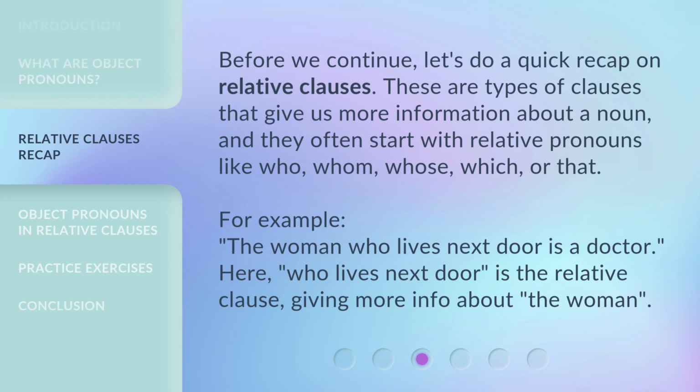Before we continue, let's do a quick recap on relative clauses. These are types of clauses that give us more information about a noun, and they often start with relative pronouns like who, whom, whose, which, or that. For example, the woman who lives next door is a doctor. Here, who lives next door is the relative clause, giving more info about the woman.